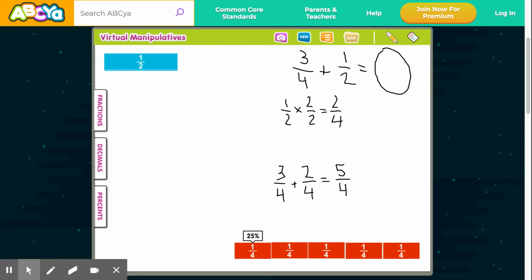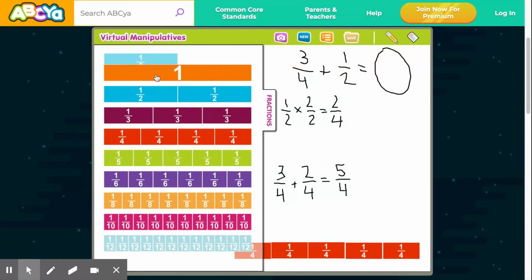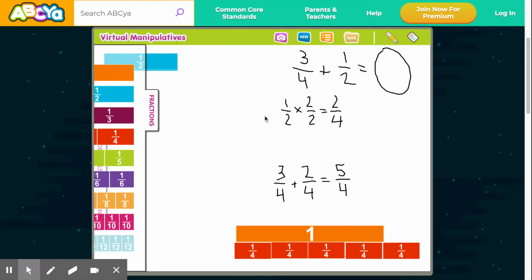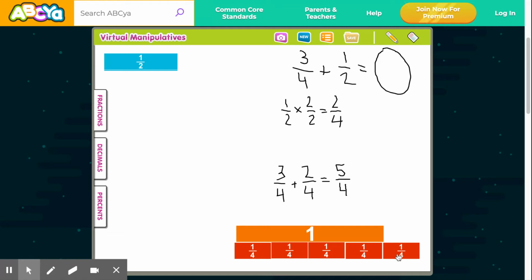Now, I already know that if my numerator is greater than my denominator, that means somewhere in here, I'm going to get 1 whole. So I'm going to take this 1 whole and I'm going to line it up along my fourths, and I can see that 4/4 equals that 1 whole, and I have 1/4 left over. So that means 5/4 equals 1 and 1/4.